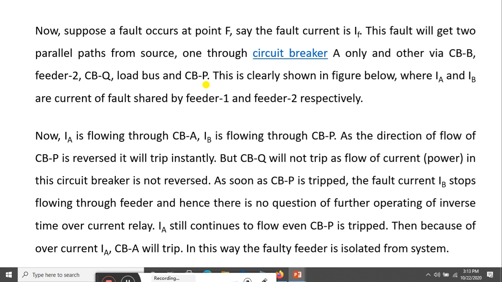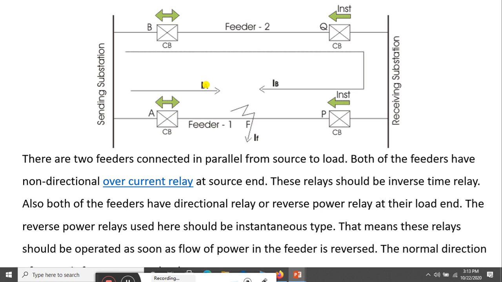It will trip instantly, but CBQ will not trip as the flow of current or power in this circuit breaker is not reversed. As soon as CBP is tripped, the fault current IB stops flowing through the feeder and hence there is no question of further operating the inverse time overcurrent relay. IA still continues to flow even after CBP is tripped. Then because of the overcurrent IA, CBA will trip. In this way, the faulty feeder is isolated from the system. So this is the protection of parallel feeders, and how both the feeders supplying power to the faulty point can be protected.